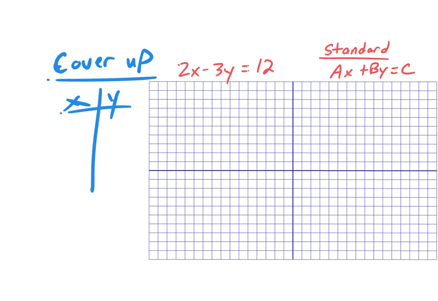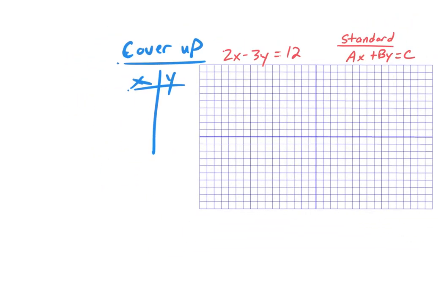So that's what makes this one difficult. Okay, so here's how the cover-up method works. Instead of finding the slope and the y-intercept, what we're going to find here are the two intercepts. We're going to find the x-intercept and we're going to find the y-intercept. Okay, so if a point is the x-intercept, that means it's somewhere on the x-axis.